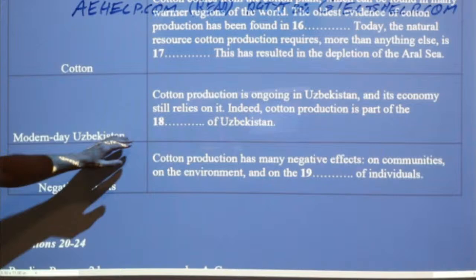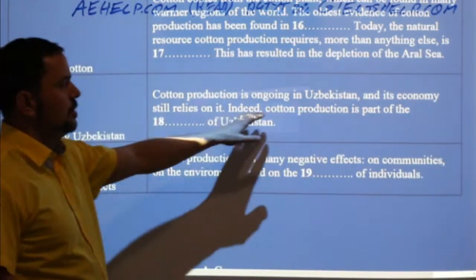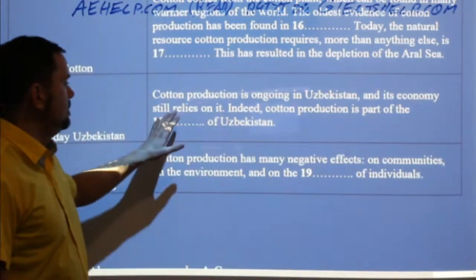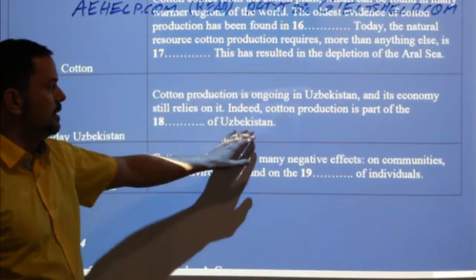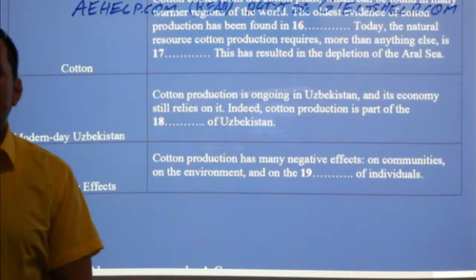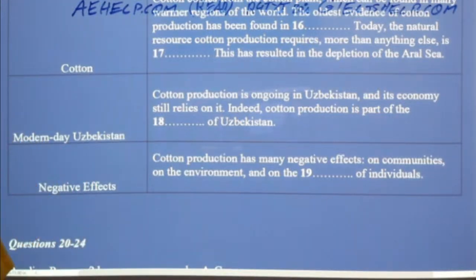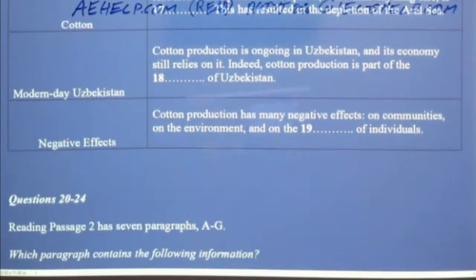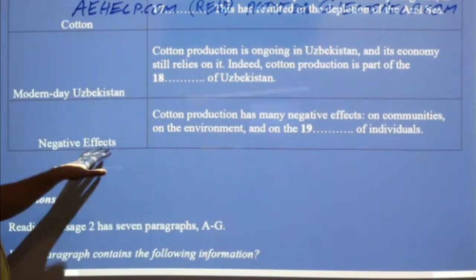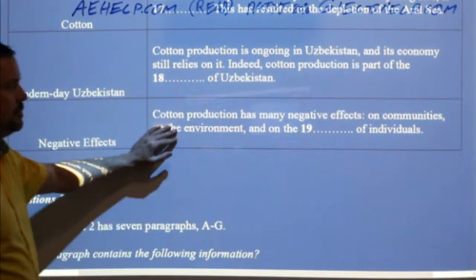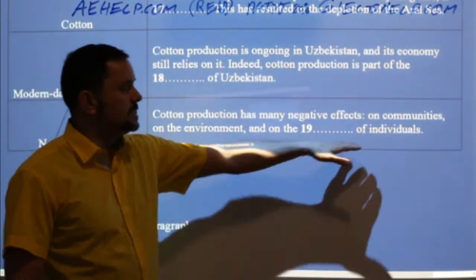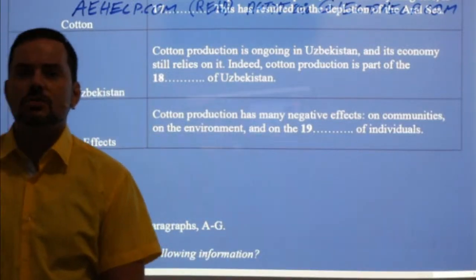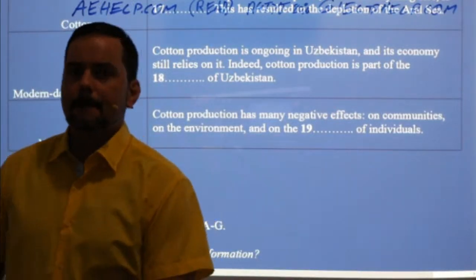Modern day Uzbekistan. So cotton production is ongoing in Uzbekistan, and its economy still relies on it. Indeed, cotton production is part of the something of Uzbekistan. All right, so now we have an idea of where this RLC is. Okay, somewhere in Uzbekistan. And then the negative effects. Okay, so that's the topic here. Cotton production has many negative effects on communities, on the environment, and on the something of individuals. Okay. All right.